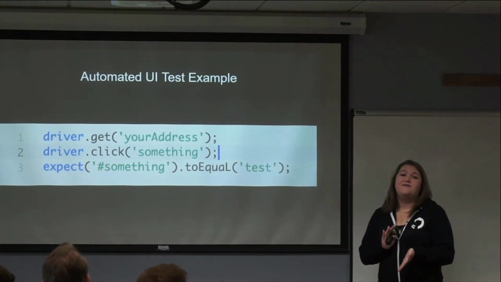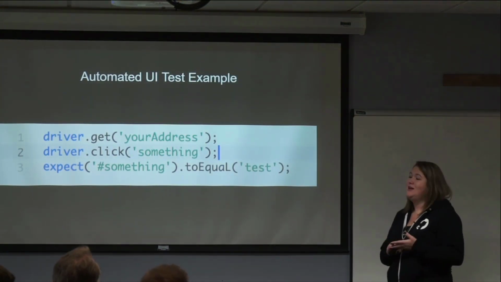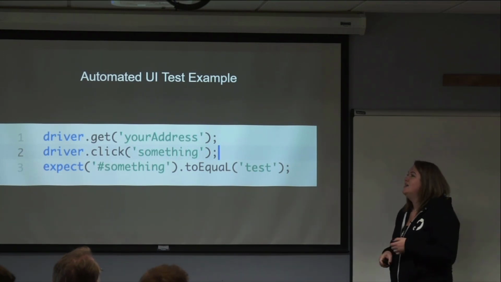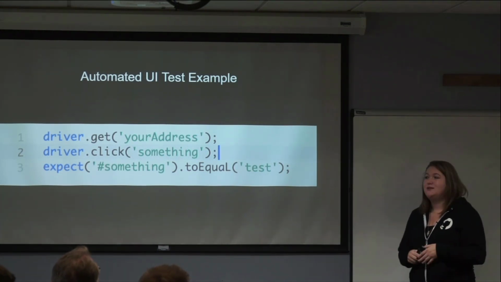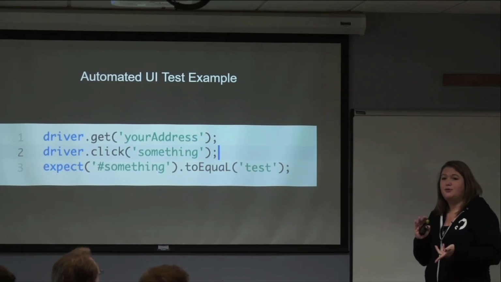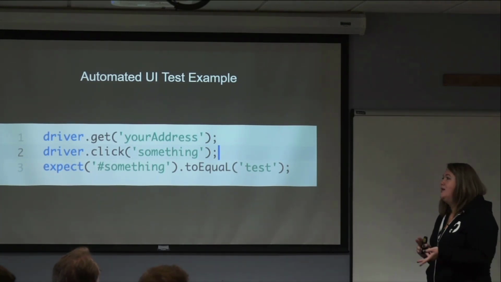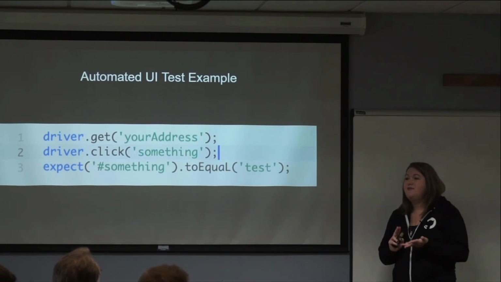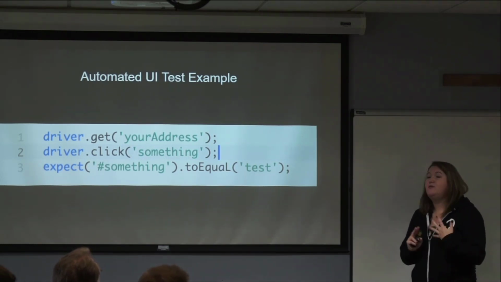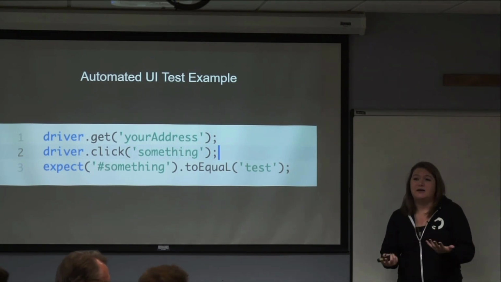So this is a very simple example of an automated UI test. With an automated UI test, there's basically 3 steps. You want to navigate to your application in some way. You want to interact with it in some way. And you want to verify that the functionality that you expect does work the way you expect it to.